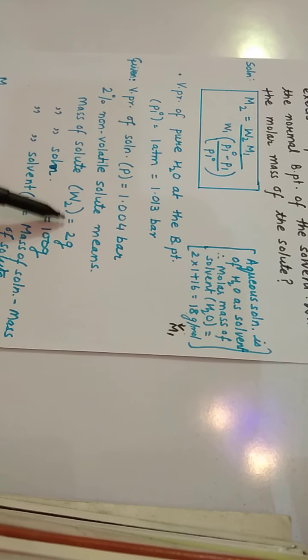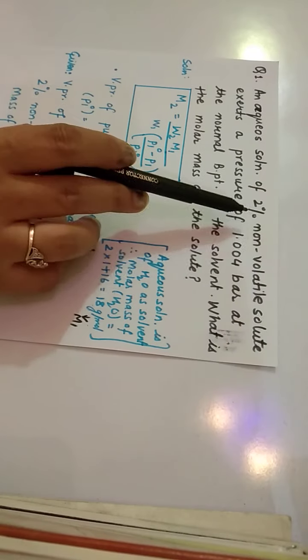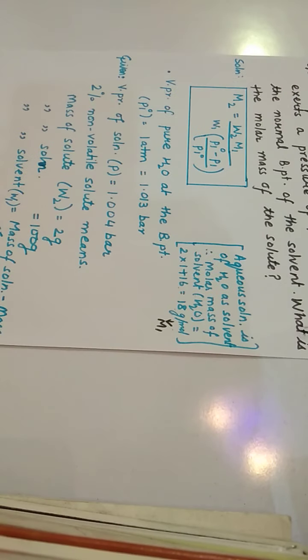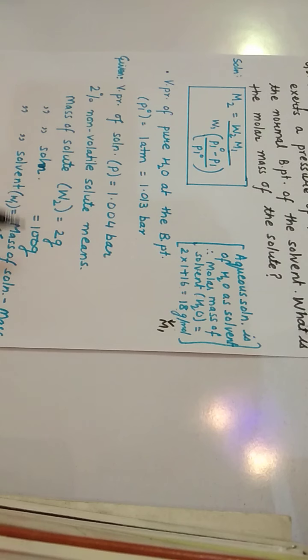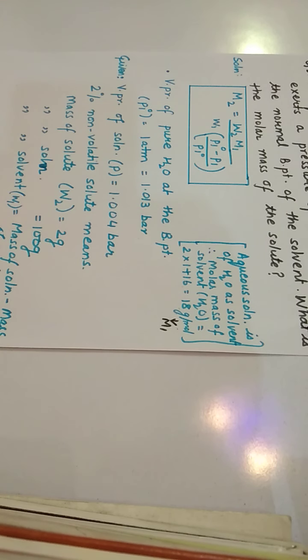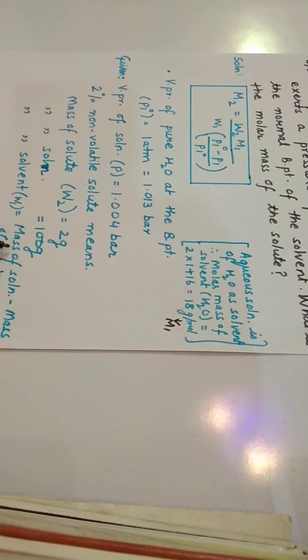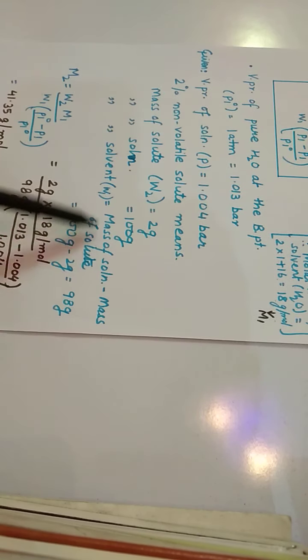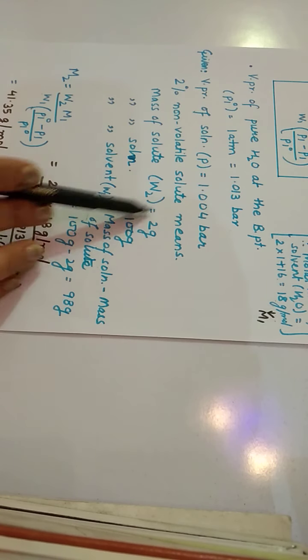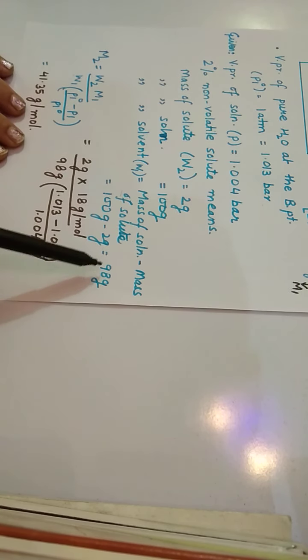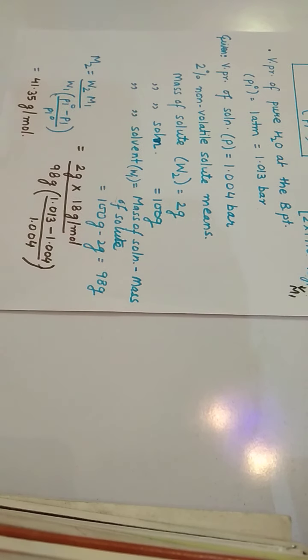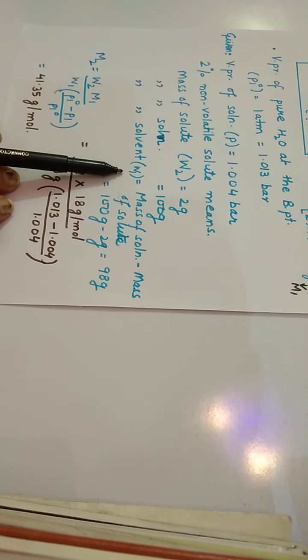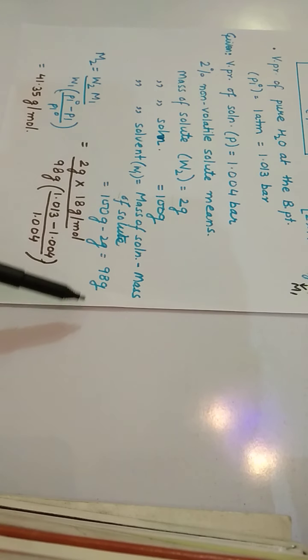So mass of solute W2 is equals to 2 gram. And whenever percentage is given, we predict that the mass of the solution is equal to 100 gram. So solution is made by mixing solute plus solvent. So the mass of solvent will be equal to mass of solution minus mass of solute. Mass of solution is 100 gram and mass of solute is 2 gram. 100 minus 2 is equals to 98 gram. So mass of solvent, that is W1, is equal to 98 gram.